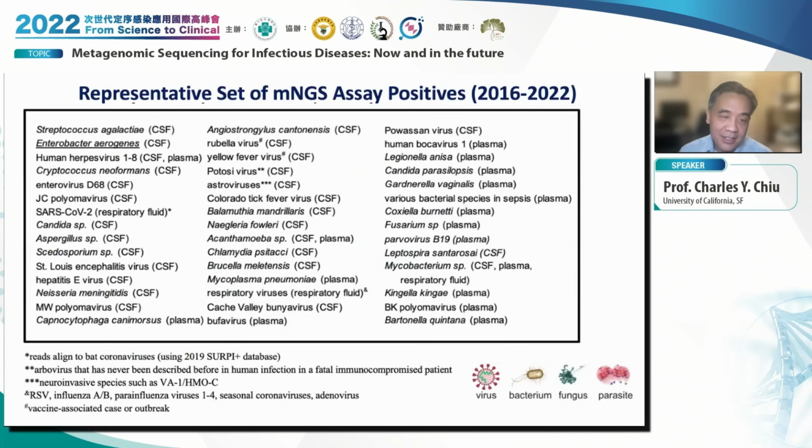And since then, I show you this slide here just to give you some idea of the positive cases that we've been able to identify over the past 5 or 6 years. You can see here that they really span the whole gamut of different viruses, bacteria, fungi, and parasites that cause infections. Several of them are rare and uncommon infections. For many of them, there really are not diagnostic tests that are readily available. Most of them have to be sent to specialized reference laboratories for testing.